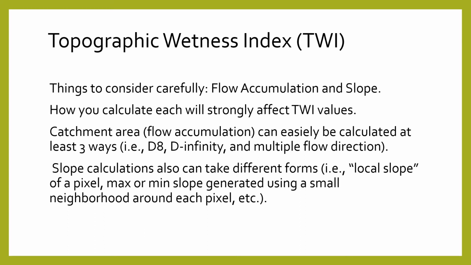And slope calculations can also take different forms. In other words, it can be local slope from a pixel, max or minimum slope generated using a small neighborhood around each pixel. So maybe it's a 3 by 3, maybe it's a 9 by 9. You get the idea. And so these things actually impact a lot of this stuff.